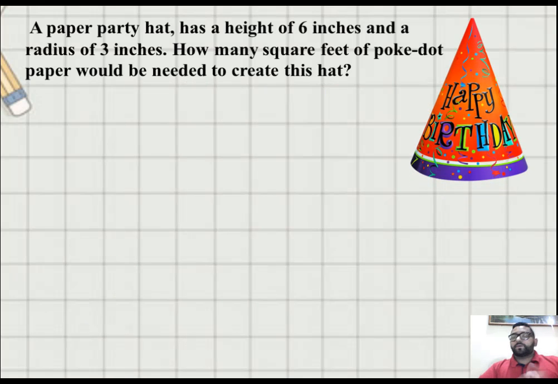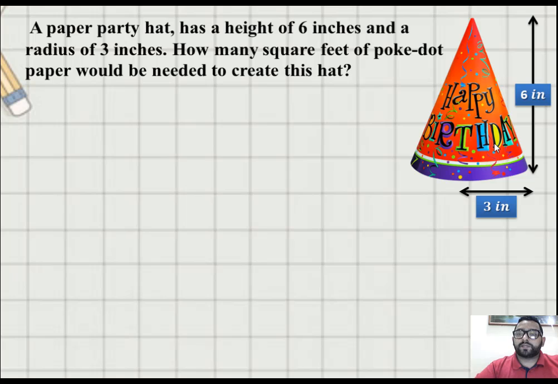Now, this is one of the applications of real-world problems with volume of a cone. We have a paper party hat that has a height of 6 inches and a radius of 3 inches. How many square feet of polka dot paper will be needed to create this hat? First, we have the paper party hat, and the radius is 3 inches and the height is 6 inches. When we have these two pieces of information, we are going to use the formula for a cone.